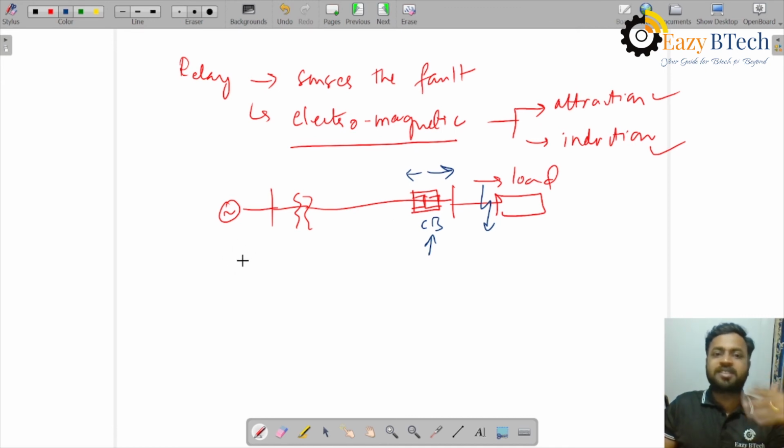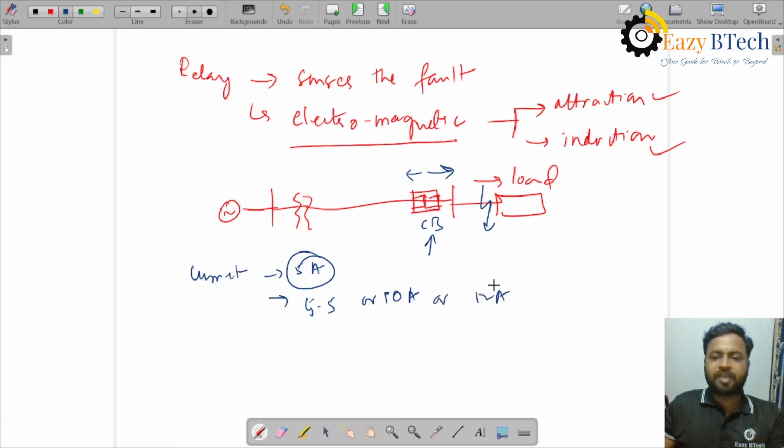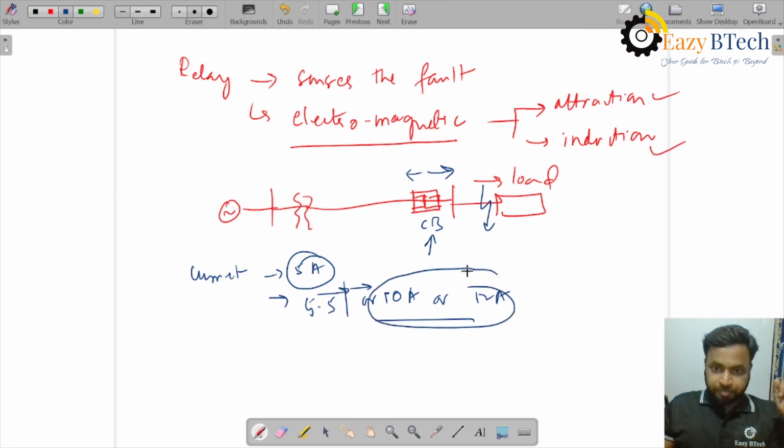So the circuit breaker will come to know about the presence of a fault when the relay gives the information about the presence of the fault. In the sense, the relay should be connected to the system, then only the relay can sense the presence of the fault. Let us take current. Let us suppose the normal current is 5 amperes. If the current exceeds 5 amperes, let us suppose it is 5.5 or 10 amperes, or 12 amperes, anything above 5.5 amperes is treated as a fault. So whenever there is a fault, the current exceeds the normal current.